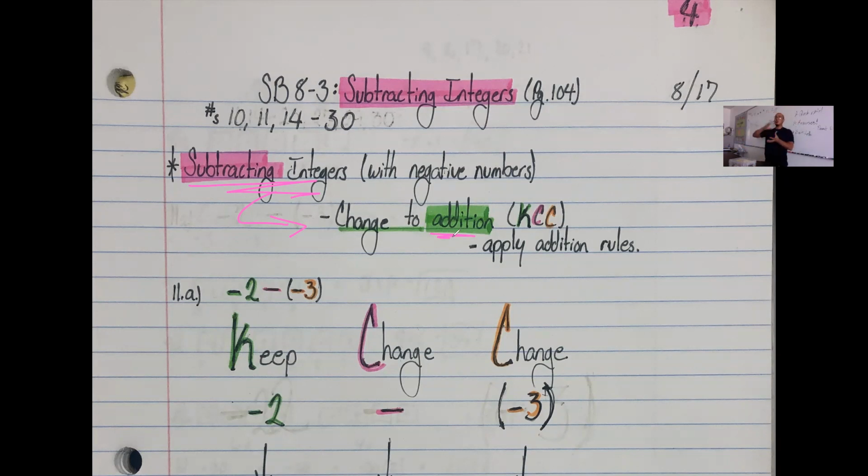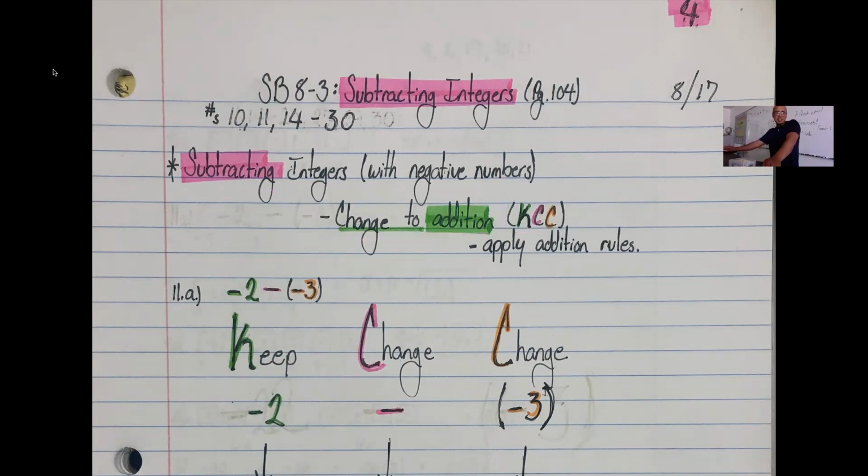So instead of teaching you a whole confusing set of rules for subtraction, I'm going to teach you how to change the subtraction problem into an addition problem. And then we just apply the same rules. So in essence, we're doing the same thing as what we've done, except one more step. The first step, which is to change it from subtraction to addition. All right, so again, we're going to subtract by changing it to addition using an acronym known as KCC. And then we're going to apply the addition rules.